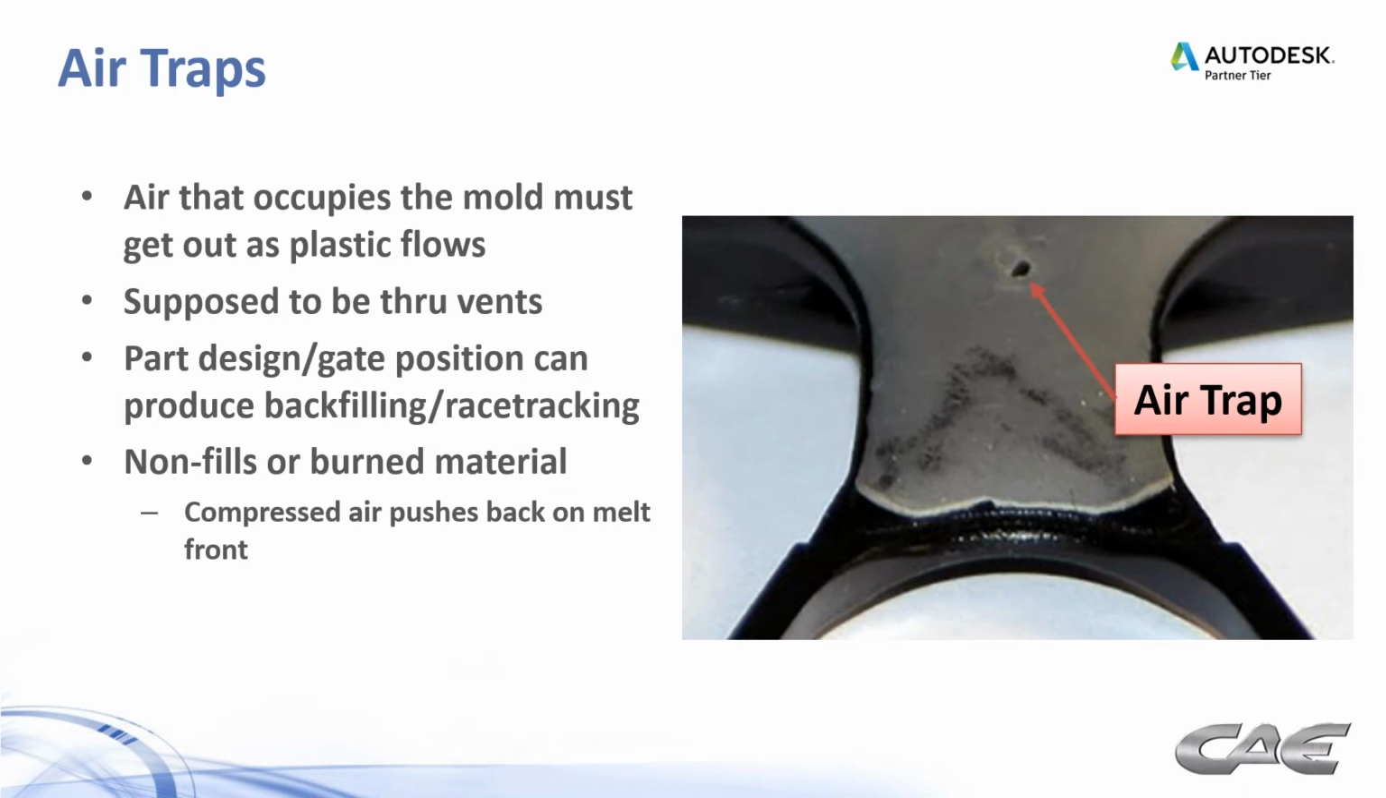That burned material comes from compressed air. That volume of air gets compressed as backfilling occurs. Compressed air leads to higher temperatures. Then you might see a burn mark on your part. In the case of short shots, it's the compressed air pushing back, the buildup of pressure in that area, pushing back on the melt enough to keep it from filling.